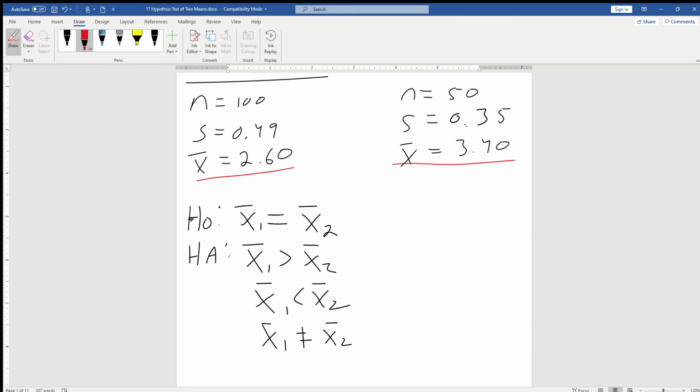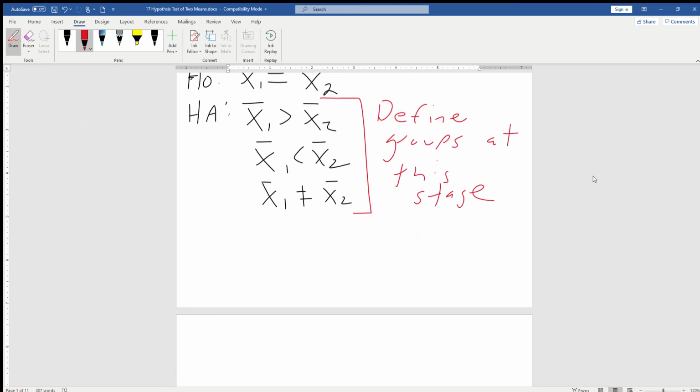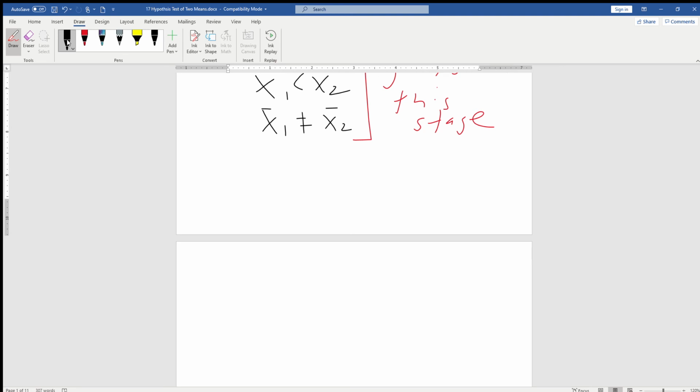Now at this point, just like we did with the two proportion test, you have to define group 1 and group 2. So we have to define the groups at this stage. If we don't, we might flip them and unfortunately get an incorrect hypothesis. The next thing we're going to do is collect some variables. We're going to have some variables for group 1, and then some variables for group 2. Variables for group 1 are going to be x bar 1, s1, and n1.